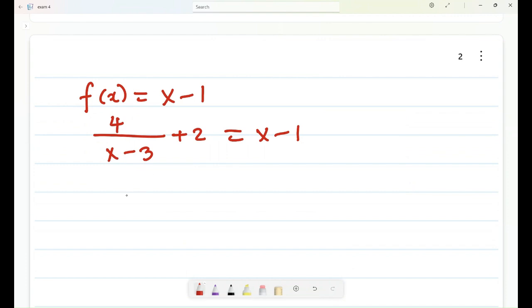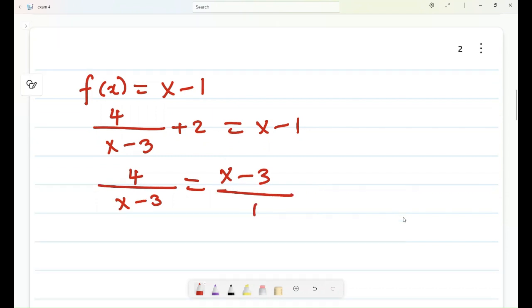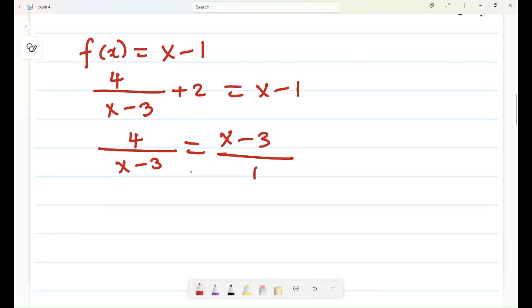So, if that's the case, let's solve mathematically for this one. It is 4 over x minus 3. When I take this 2 to the other side, it is equal to x minus 1 minus 2, which is x minus 3. So just divide by 1 here. Then I'm going to cross multiply again. So I'm going to have x minus 3 multiplied by x minus 3, which is x minus 3 squared, because it repeats itself twice, right? 4 multiplied by 1 is 4.